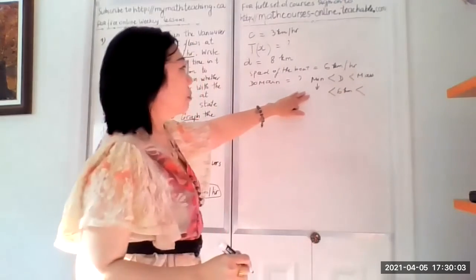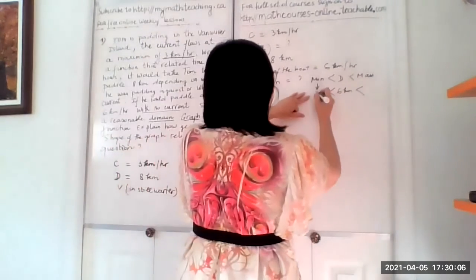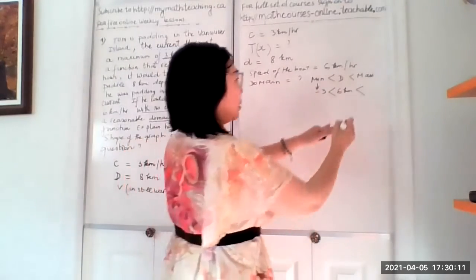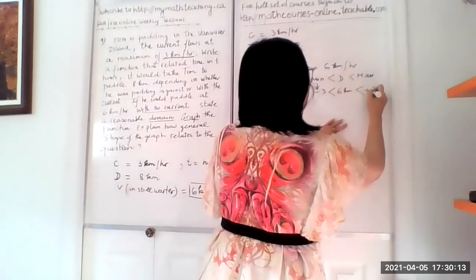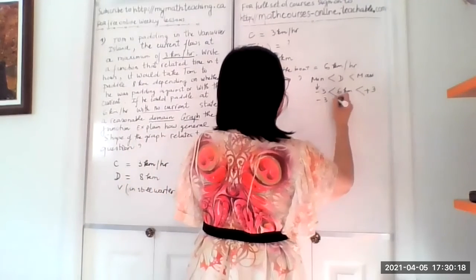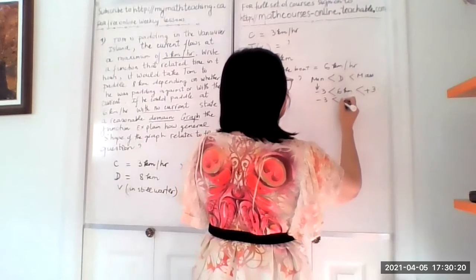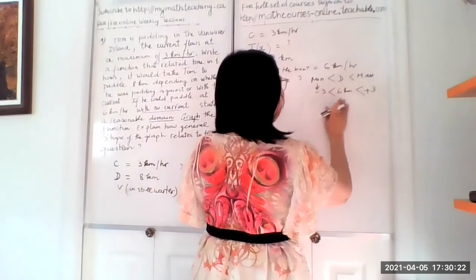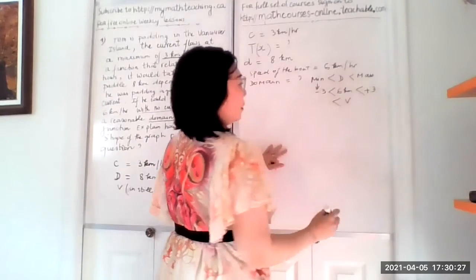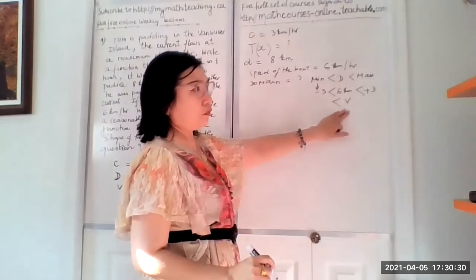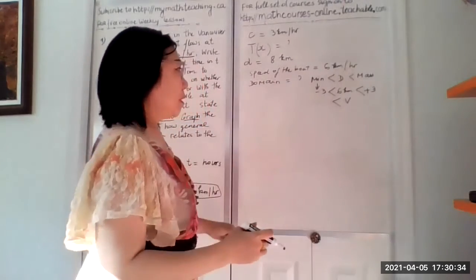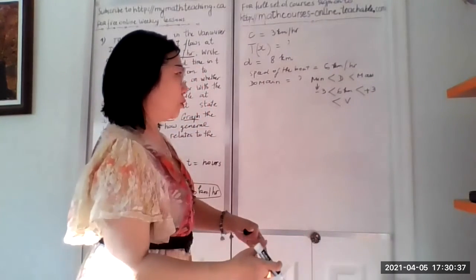Now, if he goes against the current, we can take away 3. If he goes together with the current, we'll add 3 to this speed. So basically, this speed is between, let's say we call it a letter, a velocity letter, an unknown, because we don't know this velocity; it's flexible. Sometimes we add 3, sometimes we take away 3.